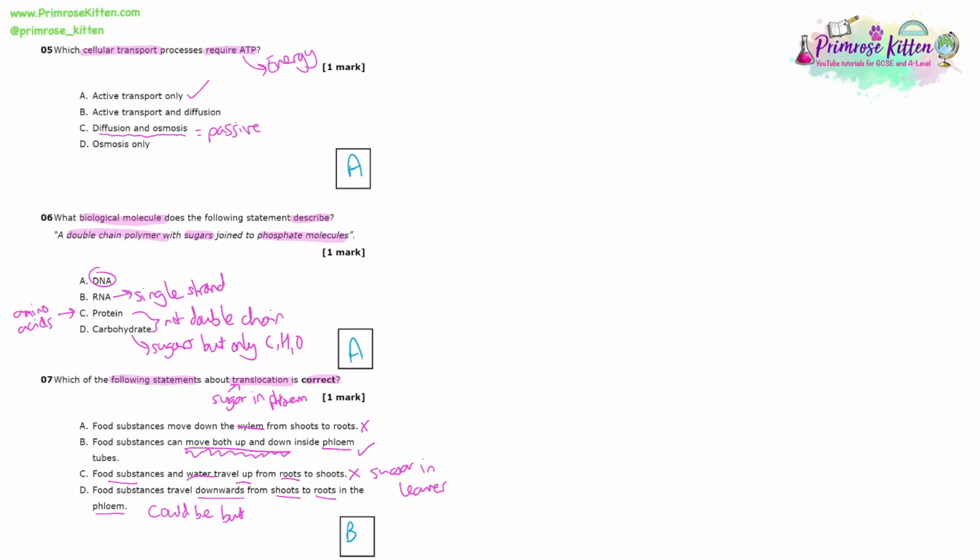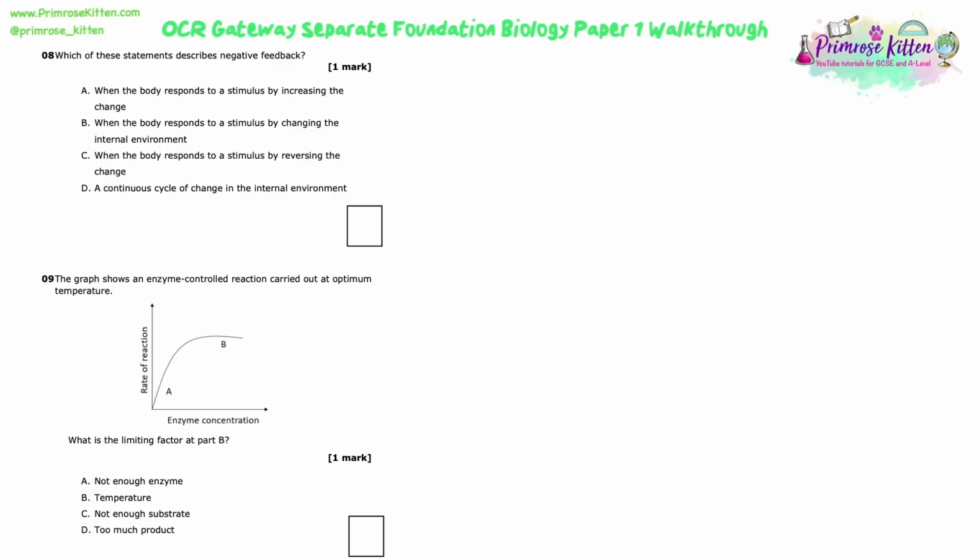So it has to be the second one, which is B, because that is talking about bidirectional movement or up and down movement inside the phloem. That makes sense, that is correct. Okay, on to question 8. Which of these statements describes negative feedback?